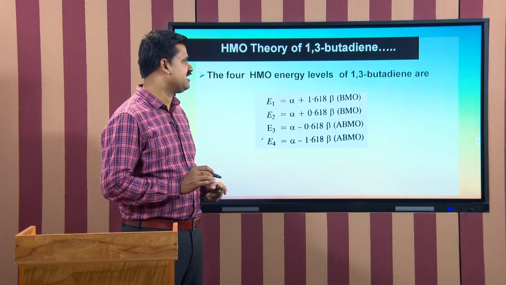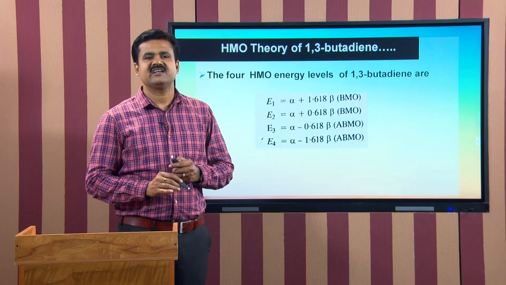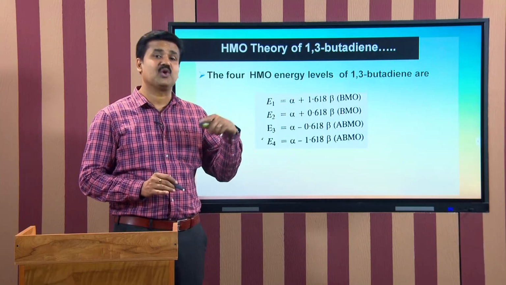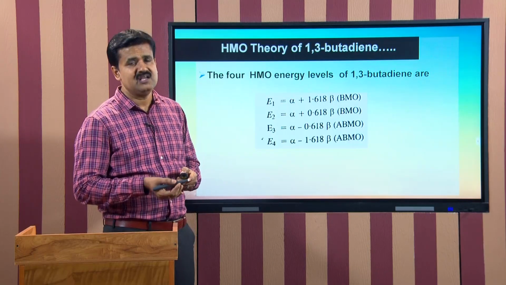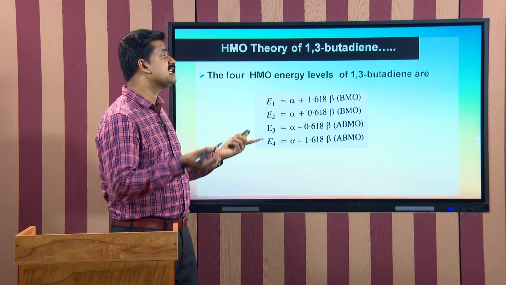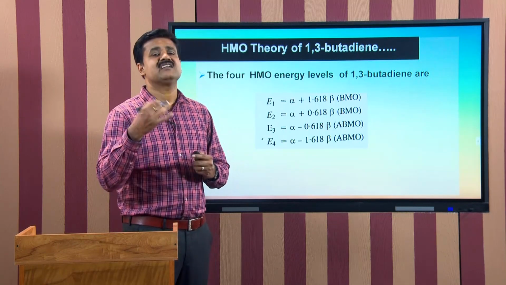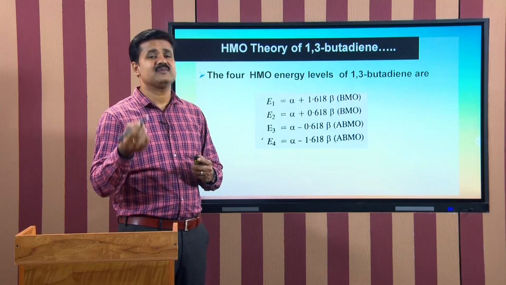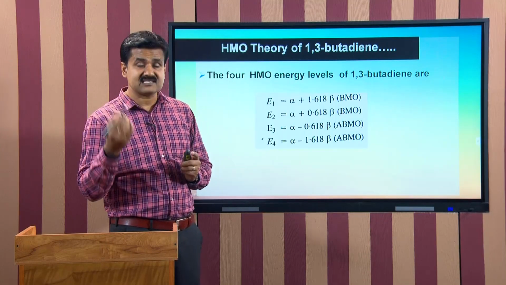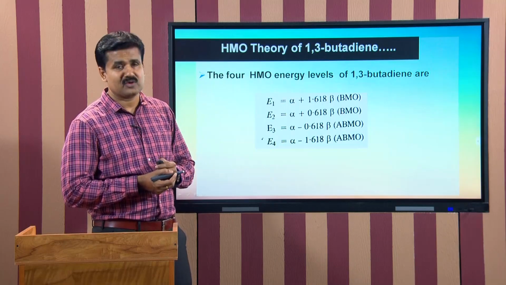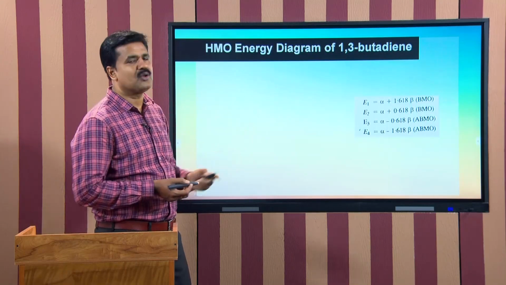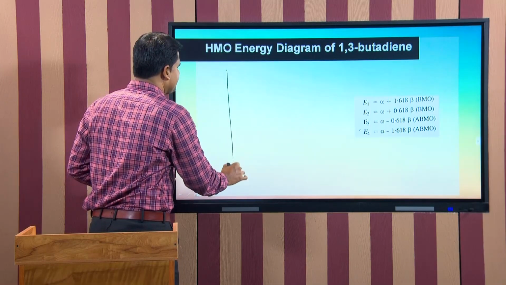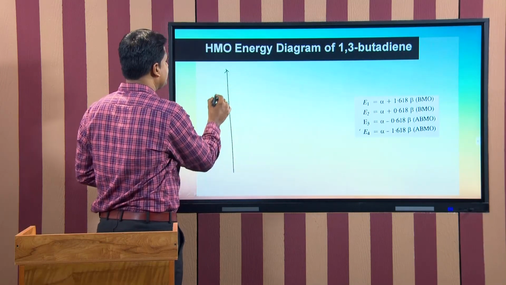The first 2 energy levels, E1 and E2, correspond to molecular orbitals psi1 and psi2, which can be considered as bonding molecular orbitals. The last 2 energy levels, E3 and E4, correspond to psi3 and psi4, which can be considered as anti-bonding molecular orbitals. We can plot the energy level diagram of 1,3-butadiene like this.